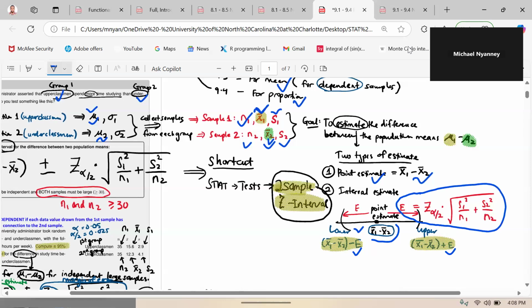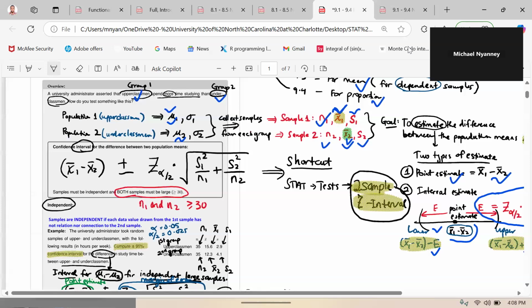Note that in 9.1, we are dealing with large samples. What do we mean by large samples? We need n1 and n2 to be greater than or equal to 30. That is what we mean by large samples. So if you want to construct an interval estimate for the difference between the population means, this is how you do it. Are we okay? All right, so we have the formula here as well.